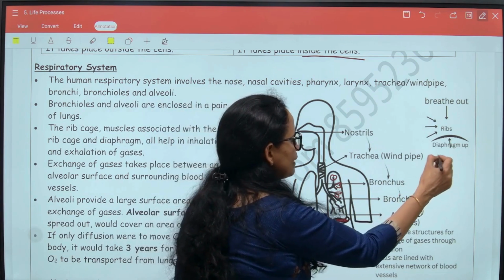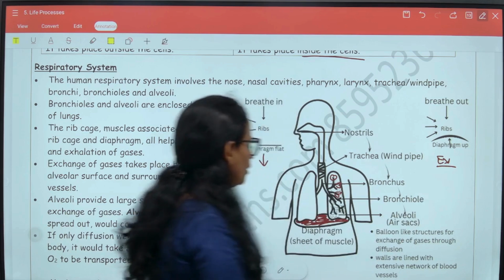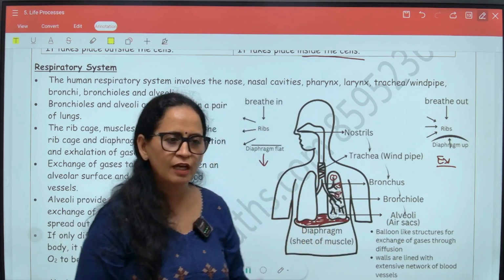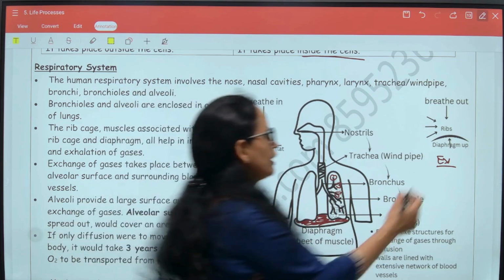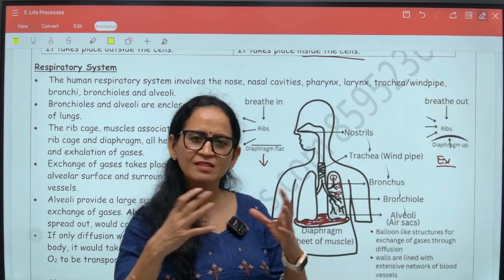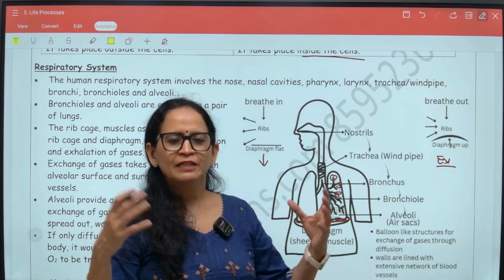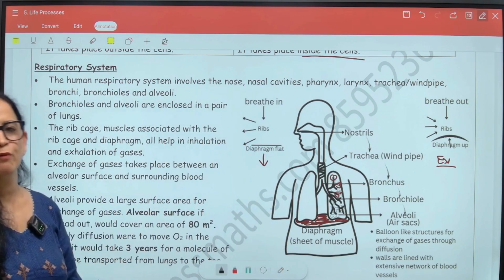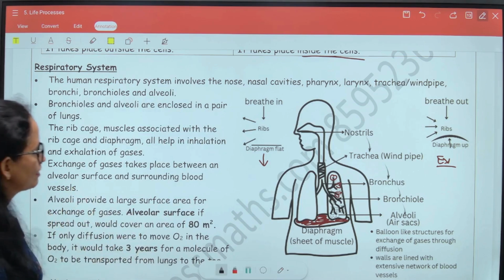Now, what happens during exhalation? When we are exhaling, the ribs move inwards and the diaphragm moves upwards. So, the diaphragm pushes up, ribs move inside, so that compresses the thoracic cavity, reduces the space in the thoracic cavity, and the lungs squeeze to throw out air. This is what happens during exhalation.